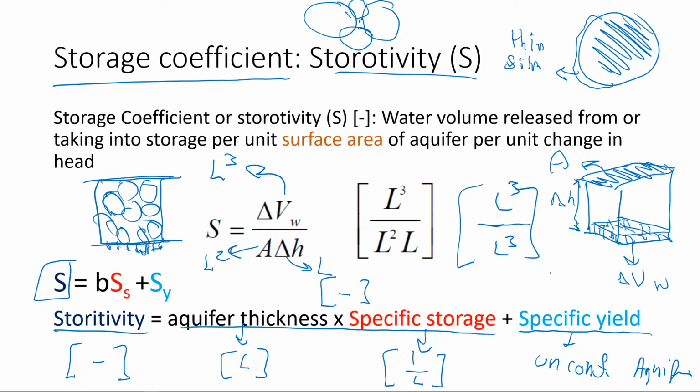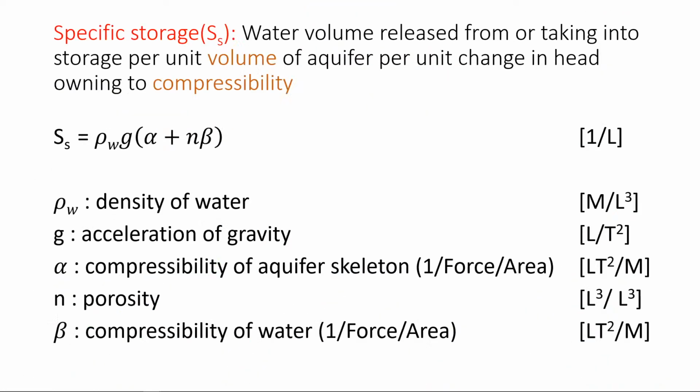And specific yield, we know this is volume per volume: the volume of water that you can drain from this volume of aquifer. So basically, the specific storage has a dimension of 1 over L, and this will make it dimensionless, and specific yield is dimensionless. Okay, so now let's look at this in more detail. Here is the specific storage.